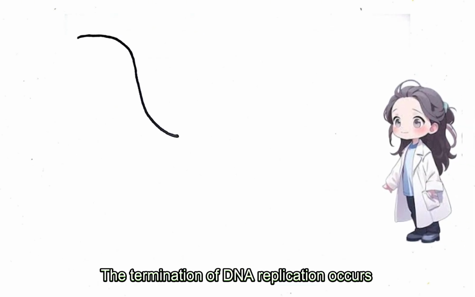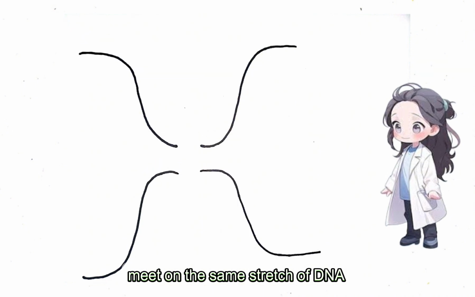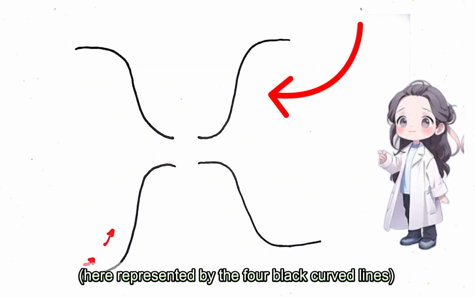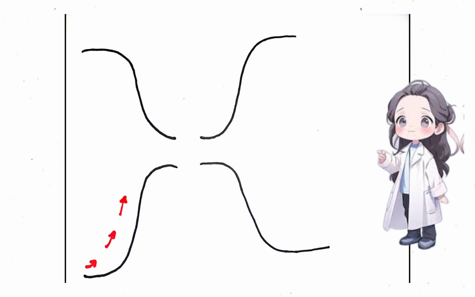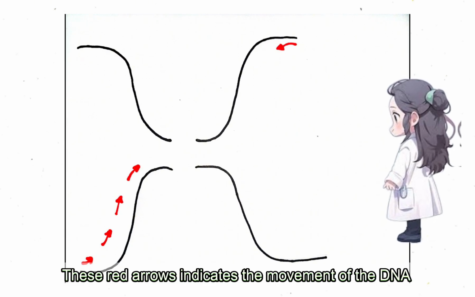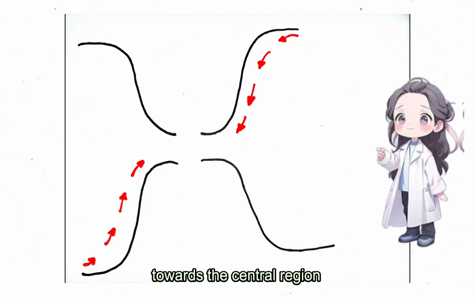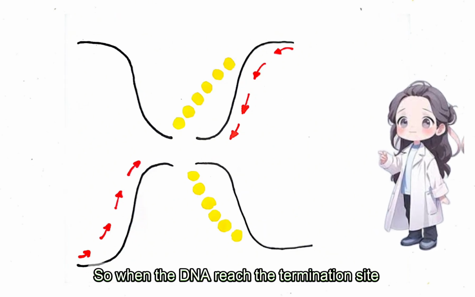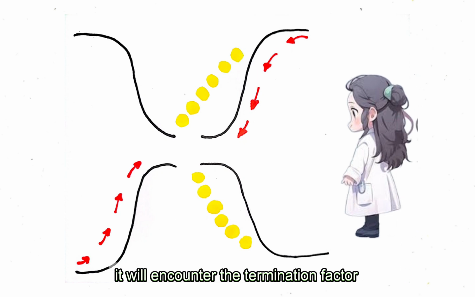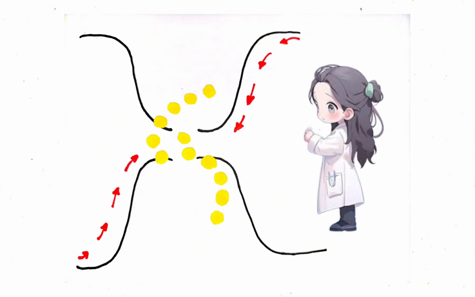The termination of DNA replication occurs when the two replication forks meet on the same stretch of DNA. The process begins with the DNA strands, here represented by the four black curved lines, moving towards the termination site. These red arrows indicate the movement of the DNA towards the central region. So when the DNA reaches the termination site, it will encounter the termination factor. This termination factor is represented by these yellow circles.